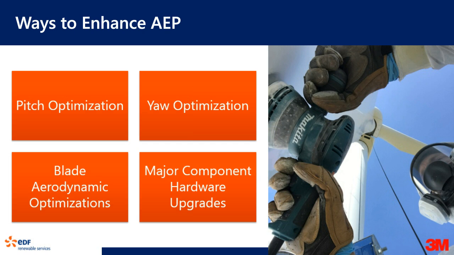And then we have blade aerodynamic optimizations, which can be VGs like we're talking about today. They can also be blade spoilers and trailing edge serrations. And lastly, we have major component hardware upgrades, which can be repowering, which is very popular right now. We can also have converter upgrades, blade extensions, and drivetrain upgrades.